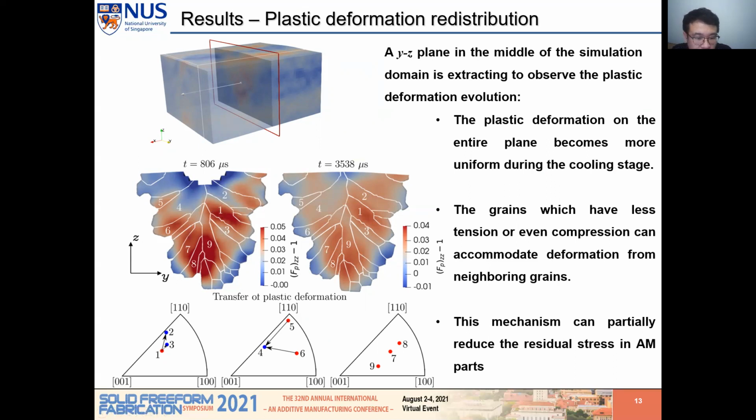For example, the deformation in green 1 is redistributed to green 2 and 3. And similarly, green 4 can accommodate the plastic deformation from green 5 and 6. For green 7 to 9, it remains a high deformation region after cooling, but still has a decrease. I think this may be caused by the grain along the direction perpendicular to this plane. This redistribution mechanism can explain the partial decrease of residual stress in the cooling stage.